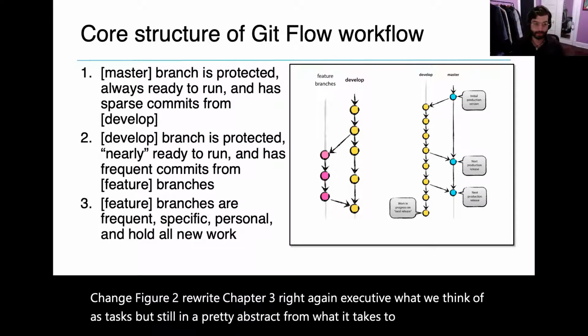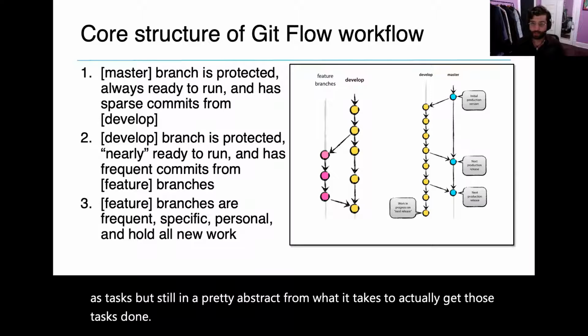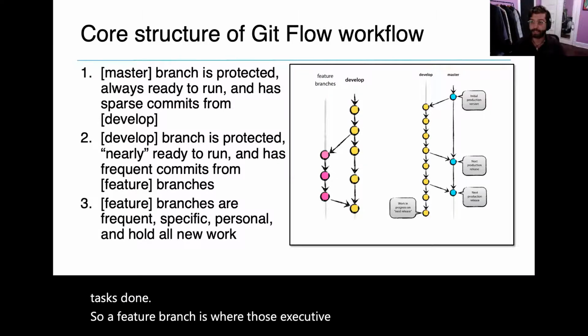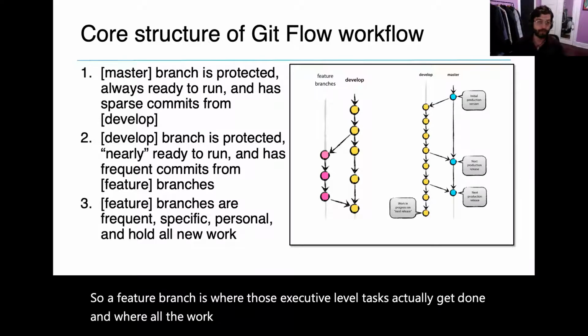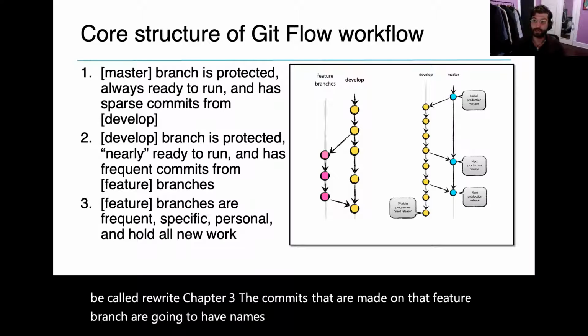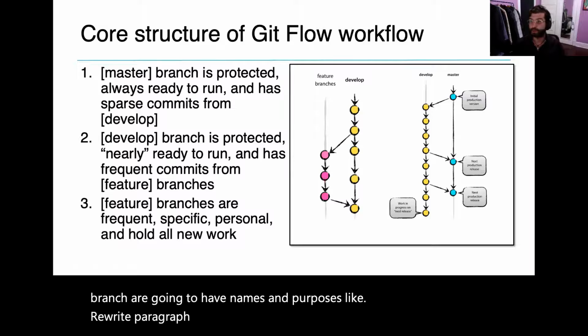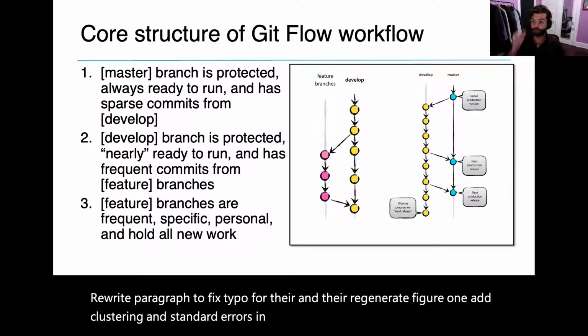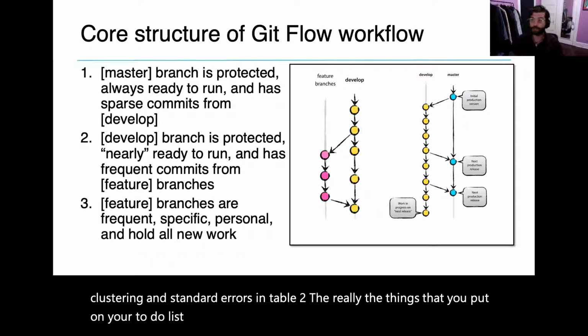Again, executive, what we think of as tasks, but still pretty abstract from what it takes to actually get those tasks done. So a feature branch is where those executive level tasks actually get done and where all the work is going to happen. Where a branch itself might be called rewrite chapter 3, the commits made on that feature branch are going to have names and purposes like rewrite paragraph 2, fix typo there and there, regenerate figure 1, add clustering and standard errors in table 2. The things that you put on your to-do list. And that's what's going to go in here.